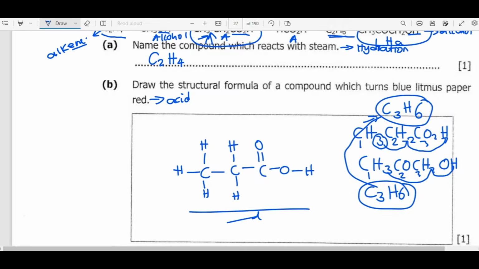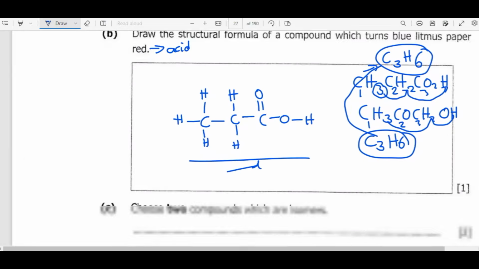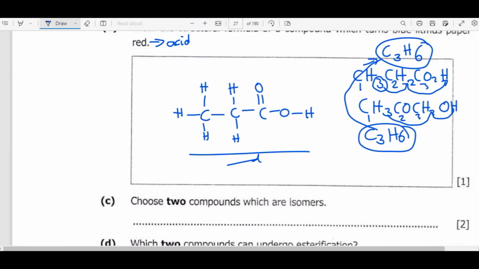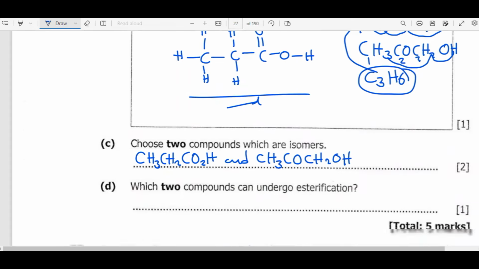So we just say CH3, CH2, CO2H, and CH3, CO, CH2OH. We move on to D.